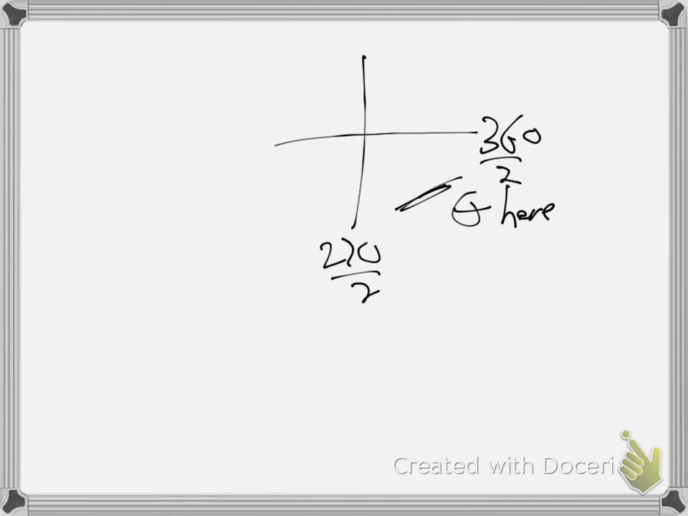If I told you, hey guys, I'm thinking of a number between 270 and 360, and I'm calling it theta, that's basically what they're saying to me. Theta's in quadrant 4, which means theta's between 270 and 360, right?